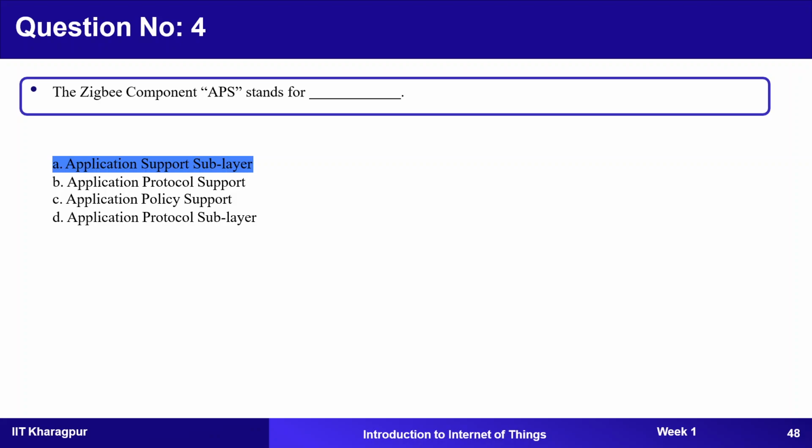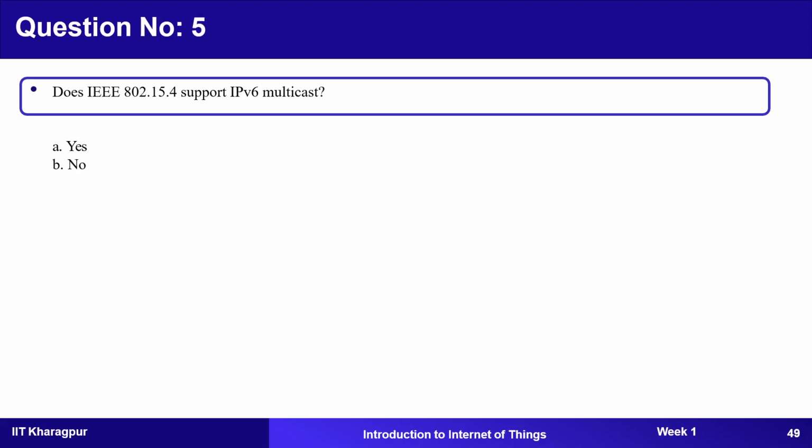Next question is, does IEEE 802.15.4 support IPv6 multicasting or not? Options are yes or no. Yes. Does it support? Are you sure? No, your IEEE 802.15.4 does not support IPv6 multicasting.